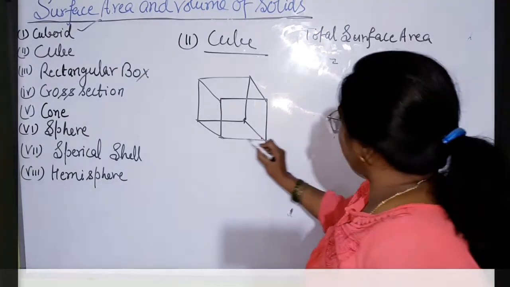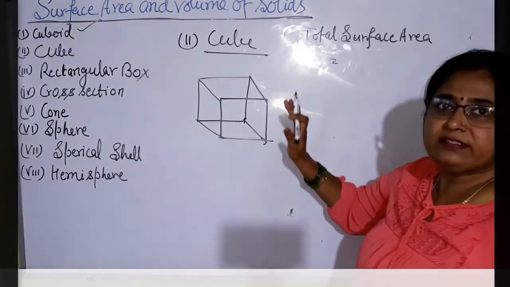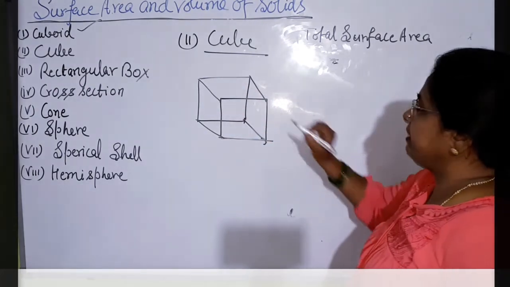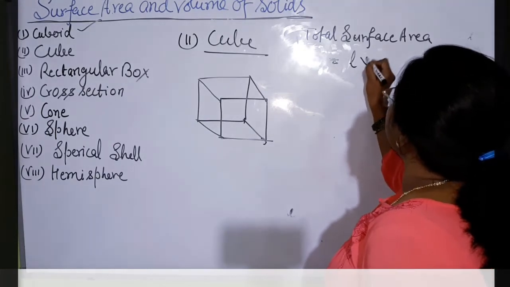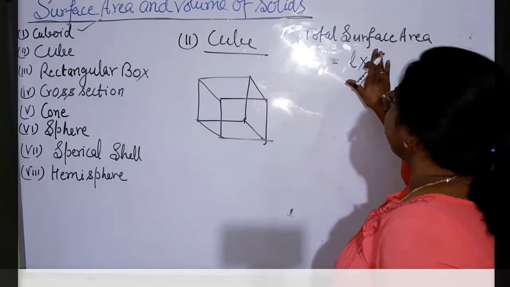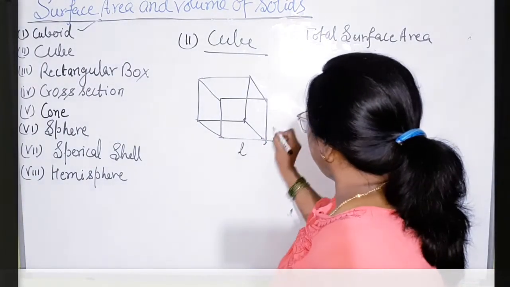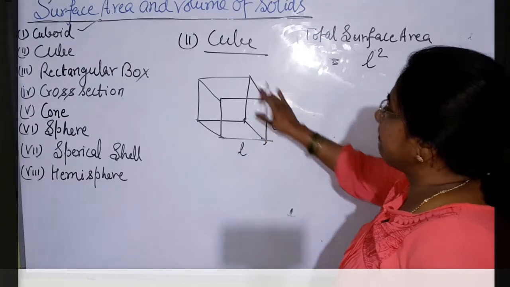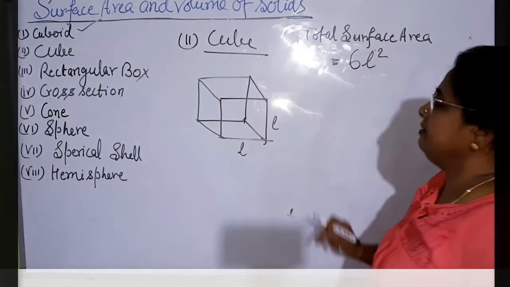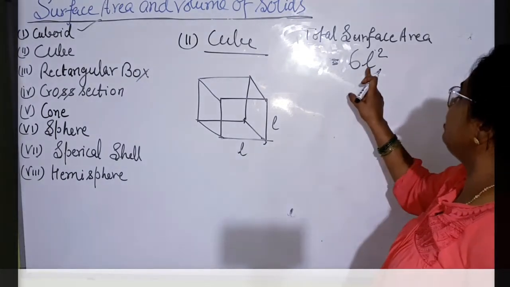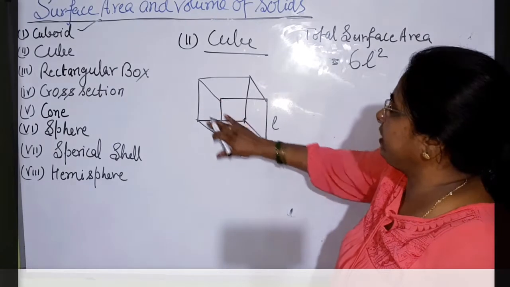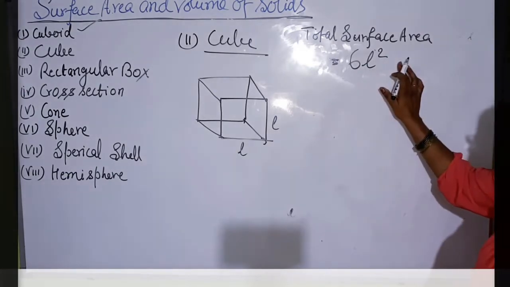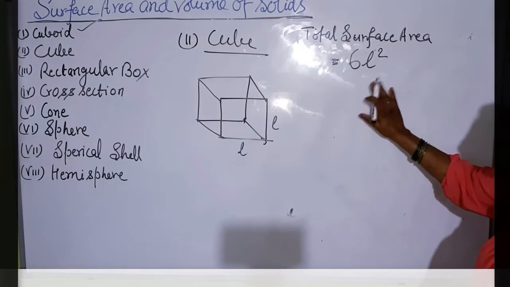Total surface area: area of 1 square, because all squares are the same, length, breadth, height are the same, that means all squares are the same. So 1 square area is equal to length into breadth, but length and breadth both are the same. So L into L. 1 square area is equal to L square. And it is multiplied by 6, it means 6 into area of a square. 6 squares area, 6 L square. That is the total surface area is 6 L square. Understood? It is 6 L square.